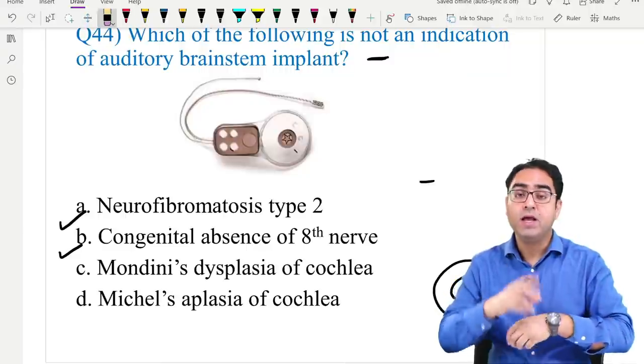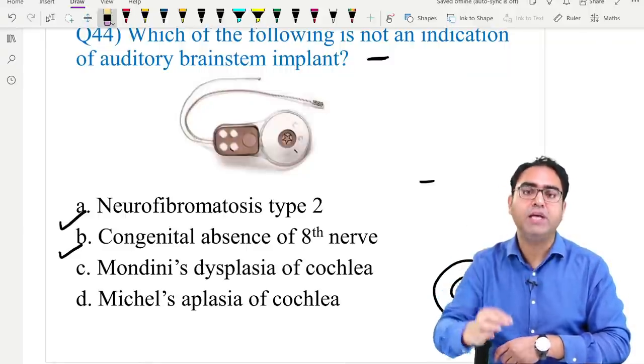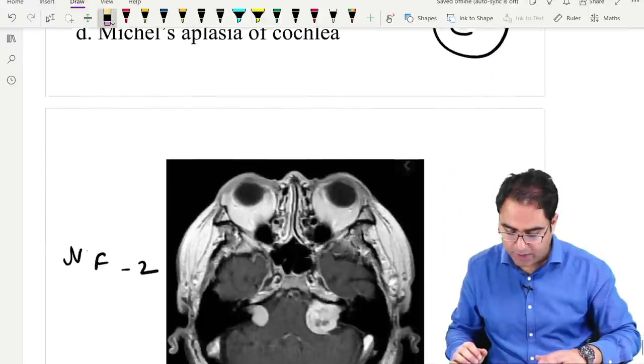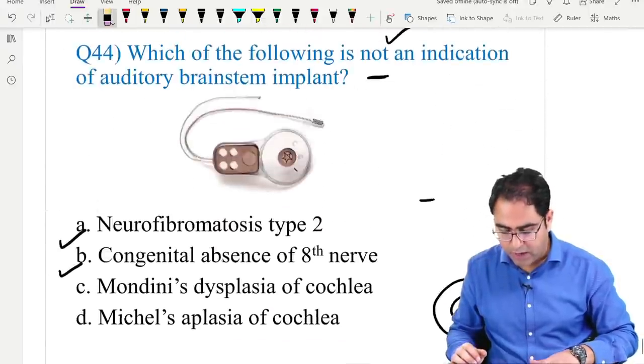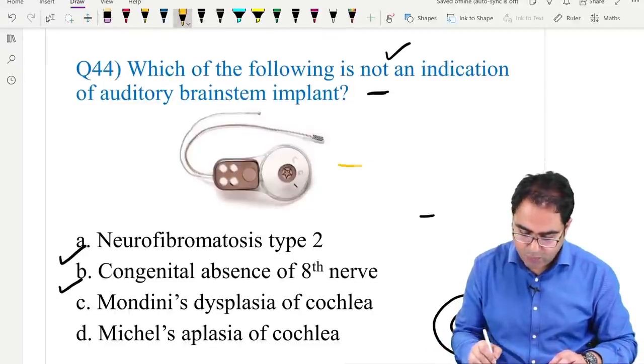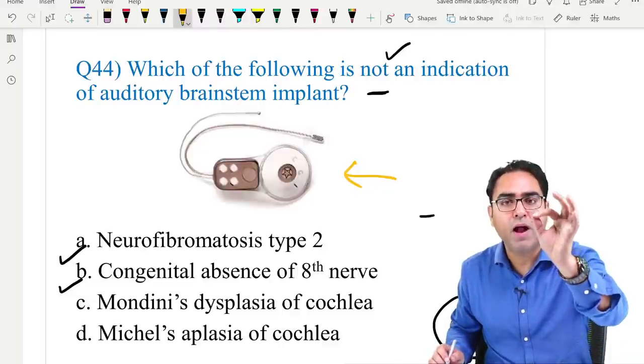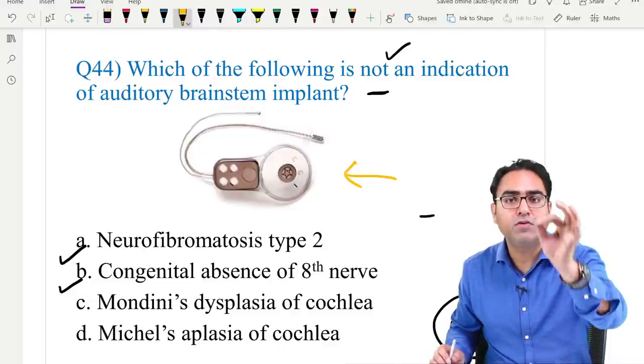Okay. Next question of NEET PG, beta. What is the site of implantation of the brainstem implant? Where do you put the brainstem implant? This is the electrode, beta, over there. Where do you put the electrode? The site of brainstem implant is the lateral recess of the fourth ventricle.